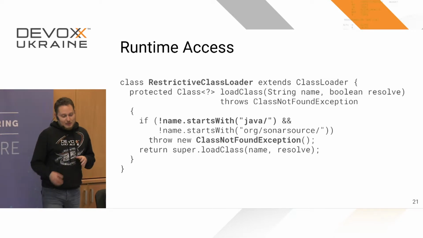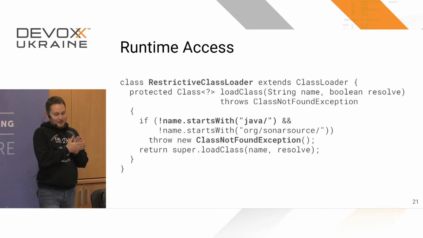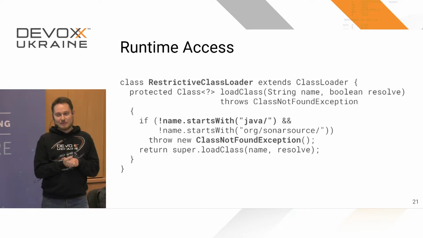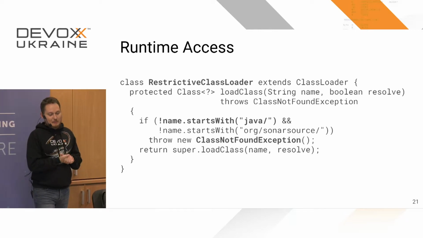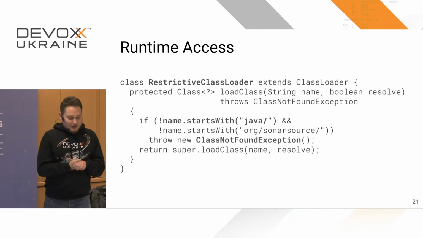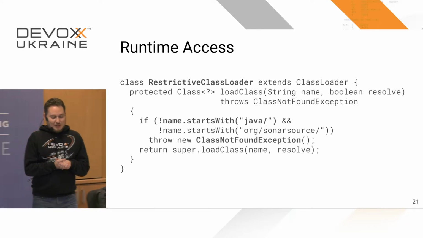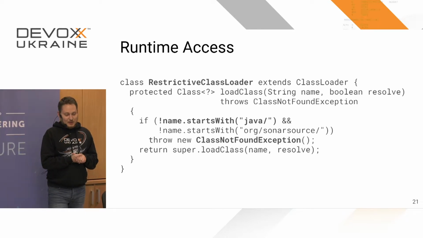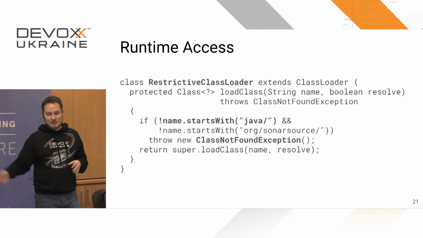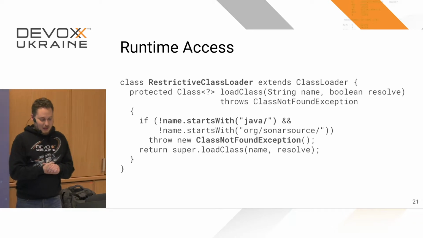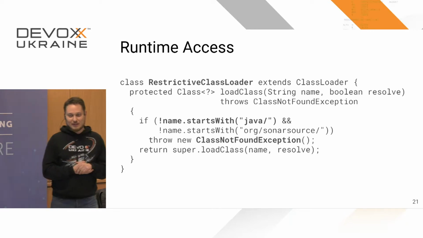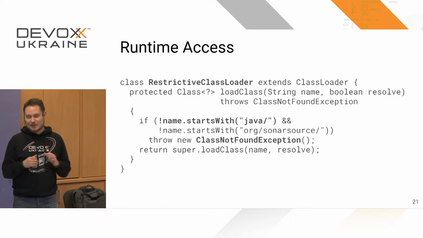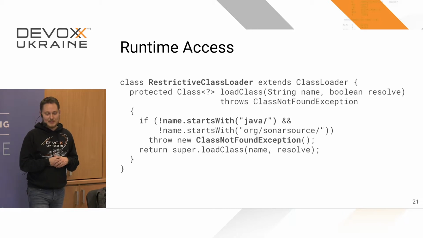And here, we're going to see an interesting aspect of the JVM, which is class loaders. Imagine that we have such a restrictive class loader. It does only one thing. It checks whether the name that we'd like to load starts with java, so basically java.lang, or starts with org.something. And if it does not, it doesn't allow loading the class. Simple.